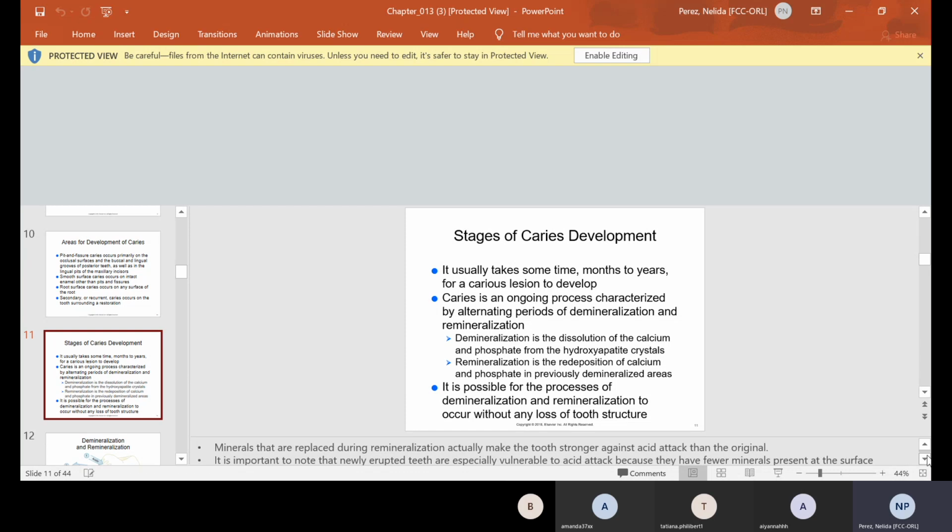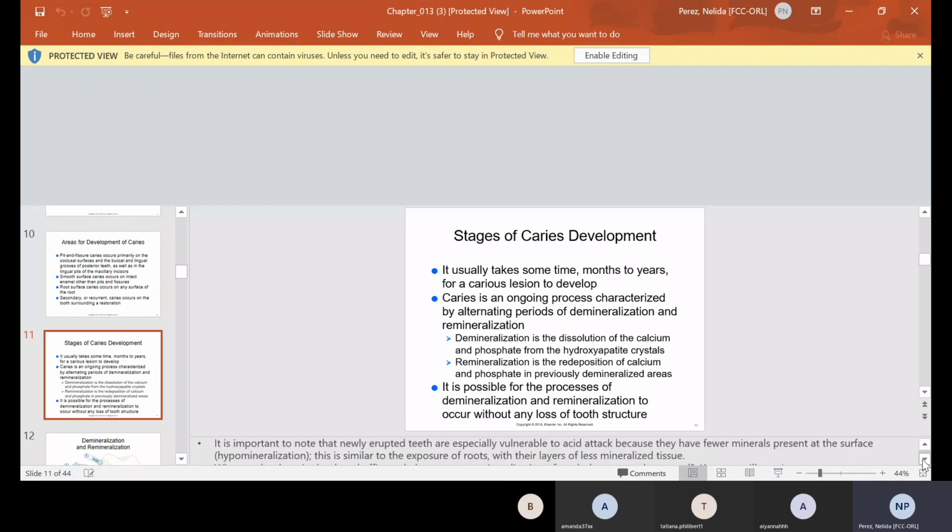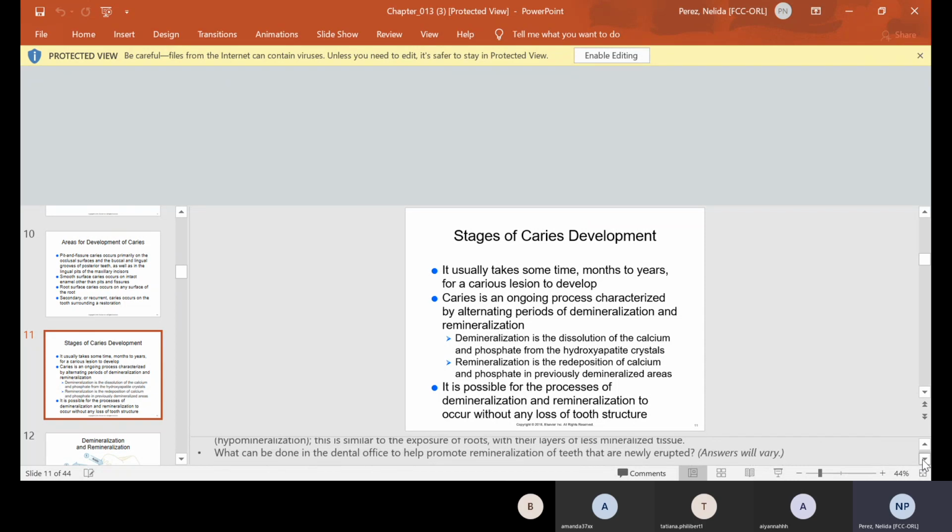So, a couple of facts here. The minerals that are replaced during remineralization actually make the tooth stronger against acid attack than the original. And it is important to note that newly erupted teeth are especially vulnerable to acid attack because they have fewer minerals present at the surface. That is similar to the exposure of roots with their layers of less mineralized tissues.